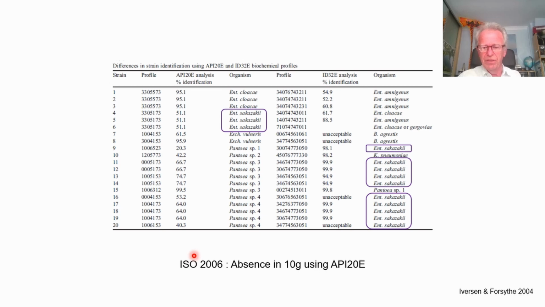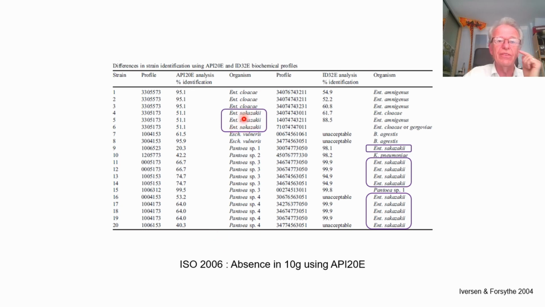This we published, oh goodness me, almost 20 years ago. And this is using two common kits, which were standard in those days, in the ISO standard. These were the kits that were, especially the API 20E was recommended. And these are strains which we can identify according to API 20E.